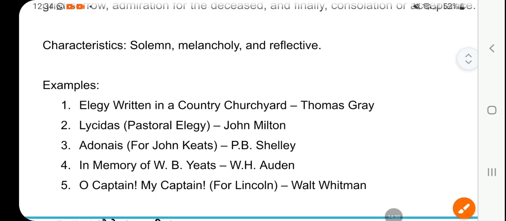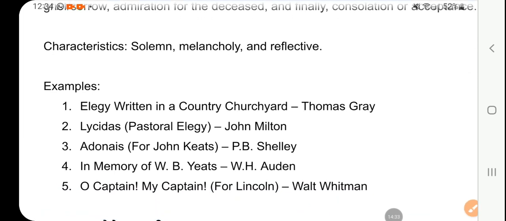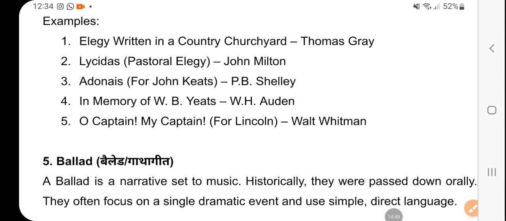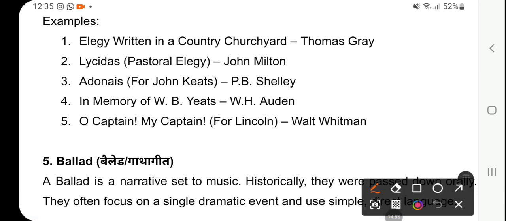The characteristics are solemn, very serious, and melancholy, of course, that is sadness, and reflective. Example: Elegy Written in a Country Churchyard, the epitome, the perfect example of an elegy, written by Thomas Gray.